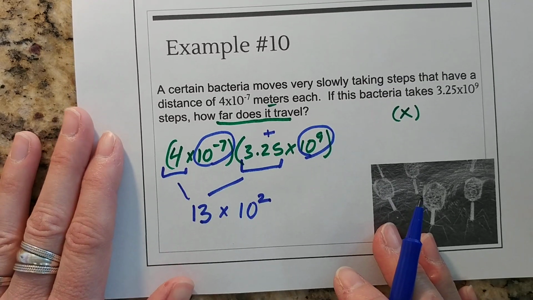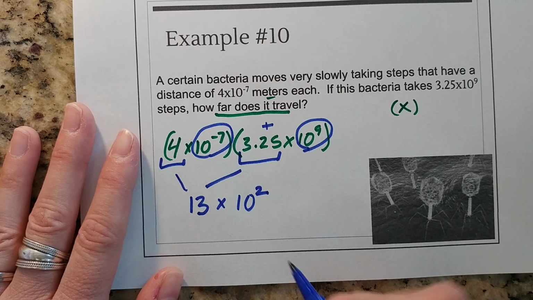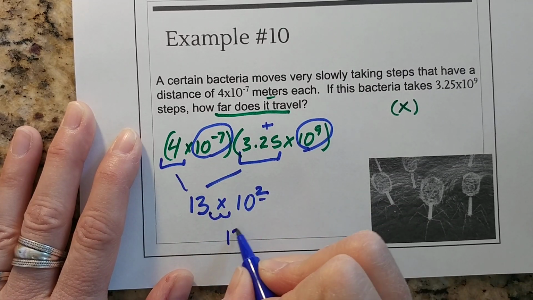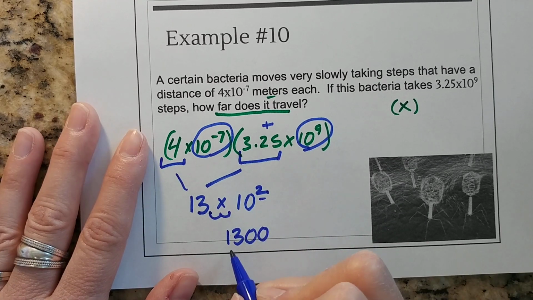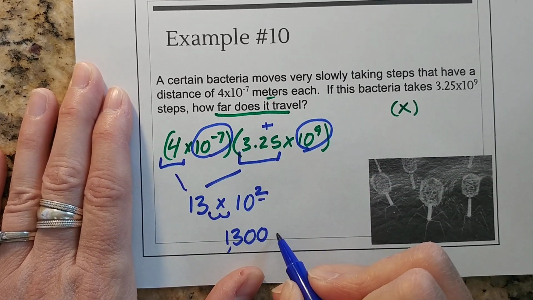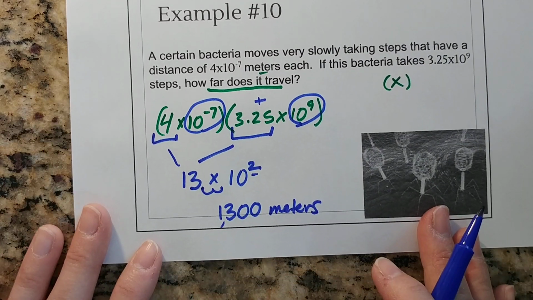Okay, well notice that this isn't even written correctly in scientific notation. So I'm going to fix that. The decimal point's here. It's going to move twice. 1, 2. So 1,300. So right here I have my standard number. How far is it going to travel? It's going to travel 1,300 meters. Wow, it's quite a ways.